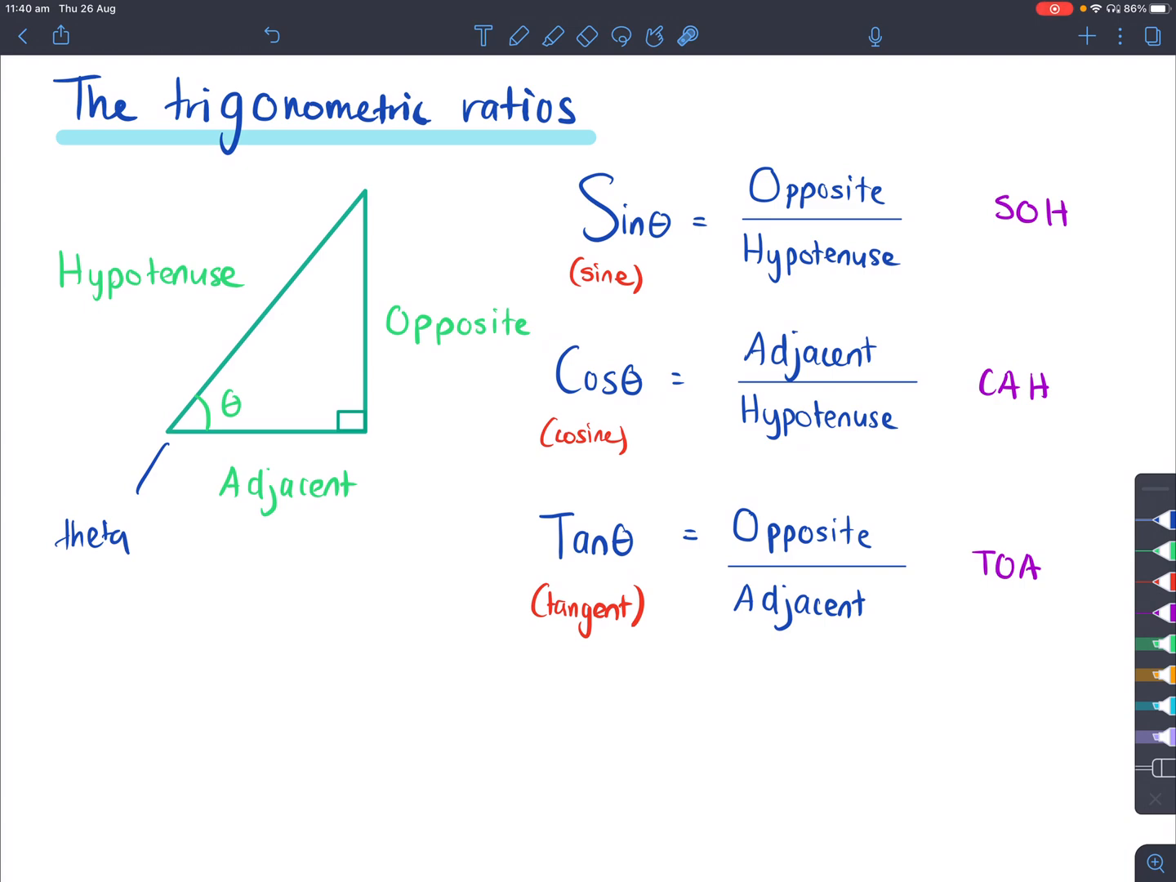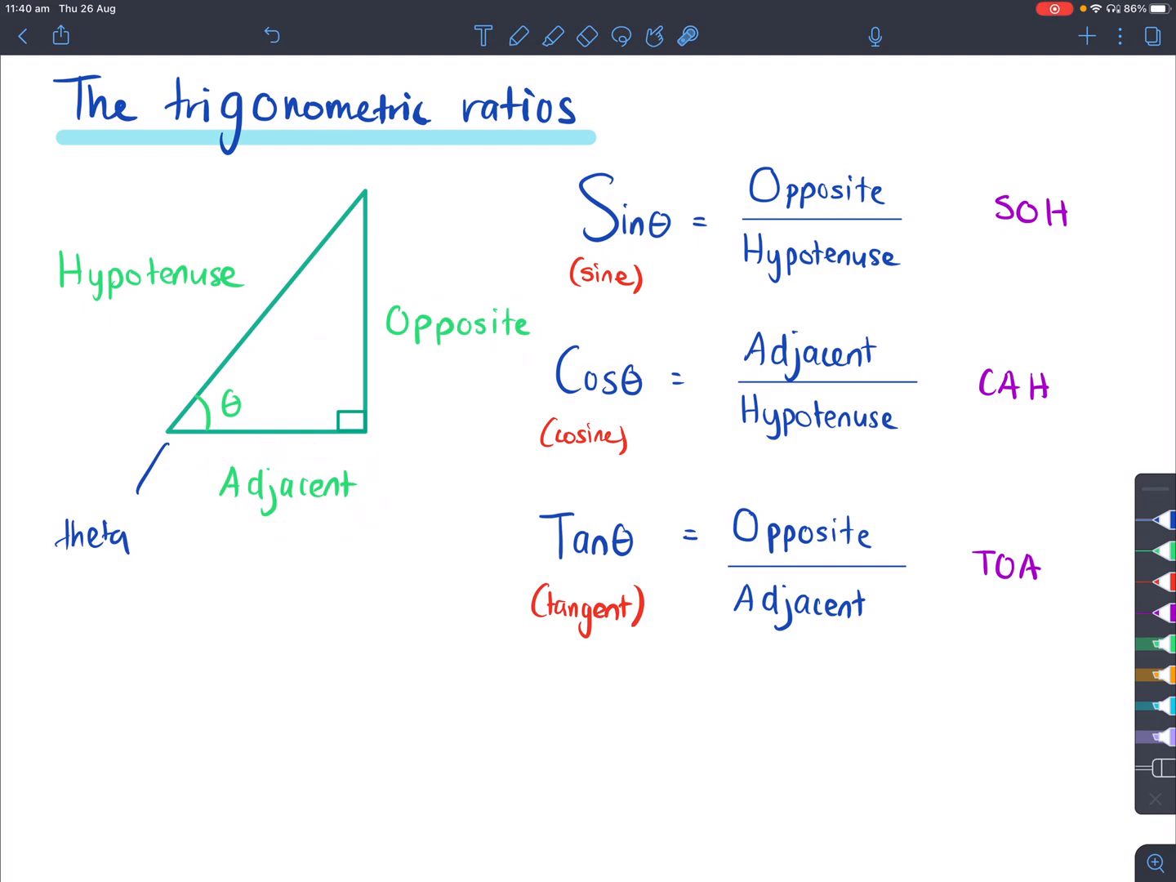Now the sine ratio is opposite over hypotenuse. So this relates this side here, opposite theta, over the longer side. Cosine theta, the next one, is adjacent over hypotenuse. So that's this side here over this side here. Tangent ratio is opposite over adjacent, which is this one, over the adjacent side there.